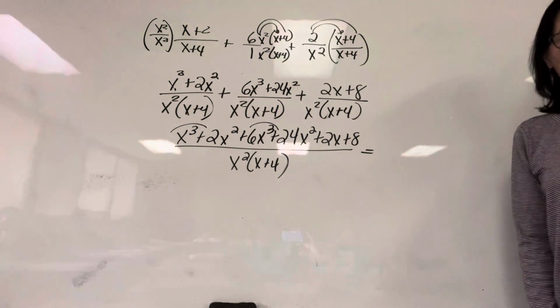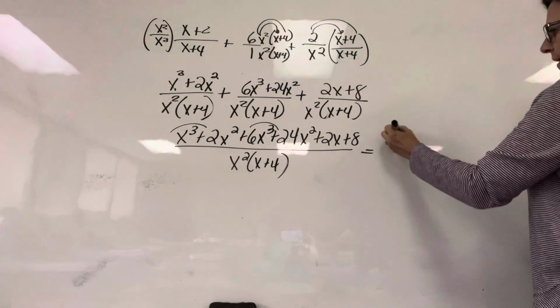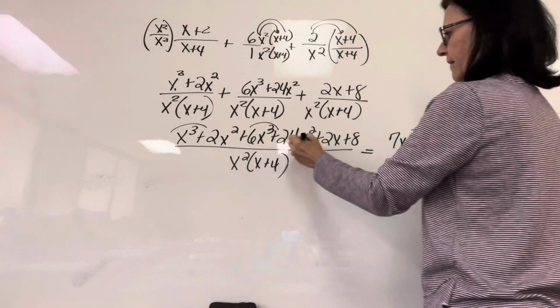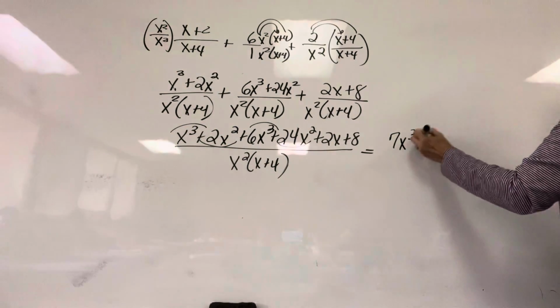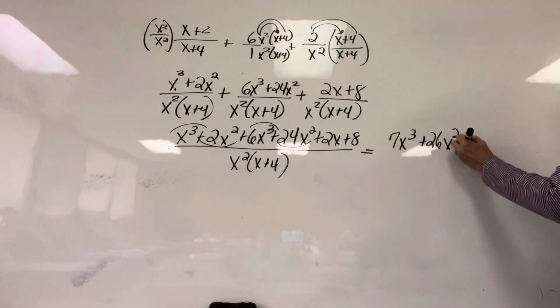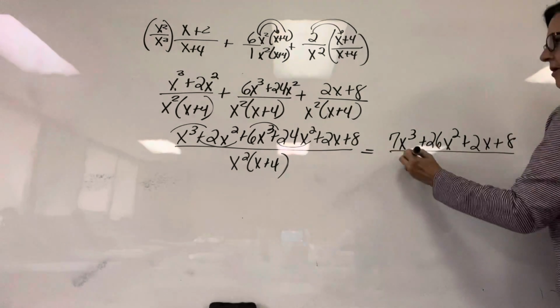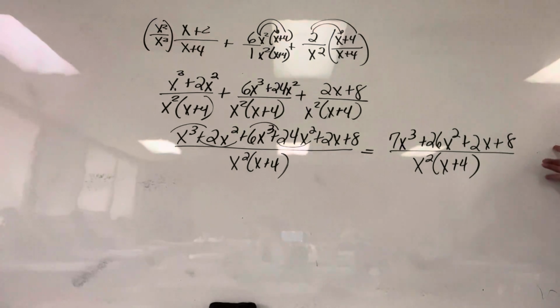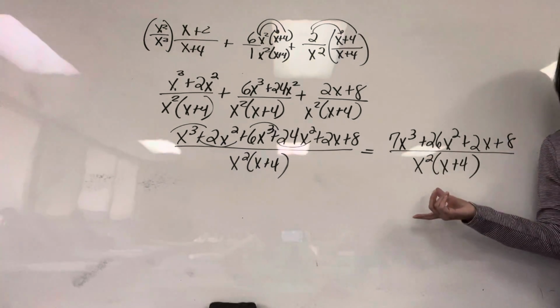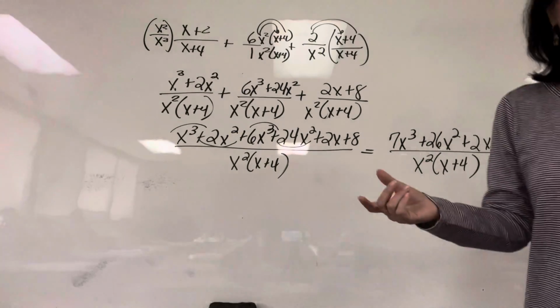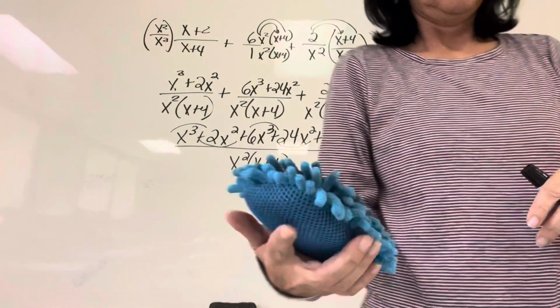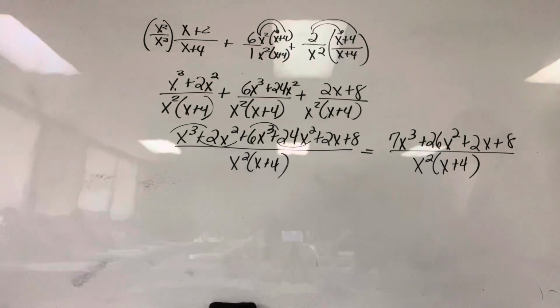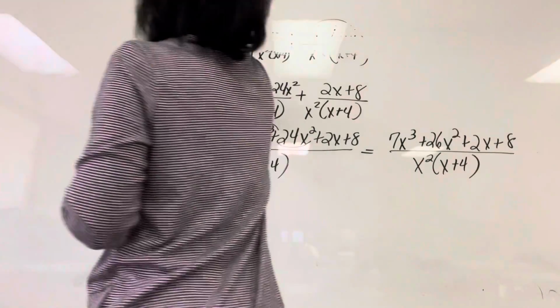I just like to draw marks over my like terms. So I end up with 7x cubed. How many x squareds do I have? 26. And then I have a 2x and an 8 all over x squared times x plus 4. And that would be your final answer. Make sense so far? It's what we've done before, just a little more complex. The last example is probably closer to what you will work with in your higher level math.